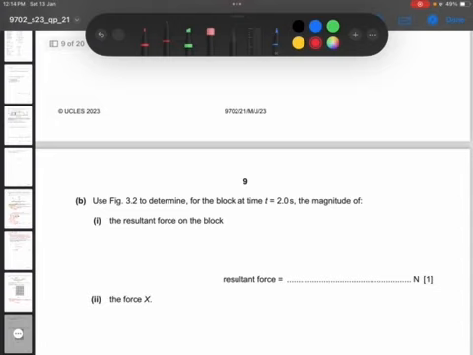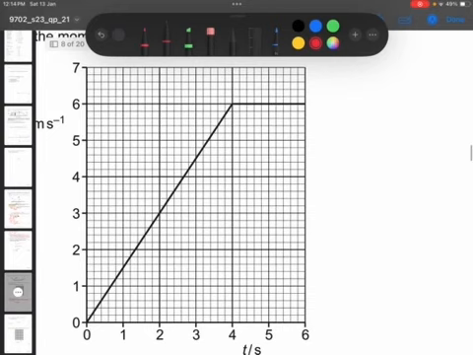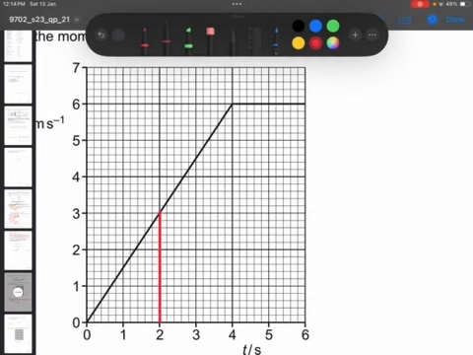Use fig 3.2 to determine for the block at time t is equal to 2 seconds the magnitude of the resultant force on the block. So we want to know the magnitude of the resultant force on the block. So remember, at time t is equal to 2 seconds, we can go on this graph and start when time is 2 seconds. Okay, so we are being asked at this particular time to find the magnitude of the resultant force. So how would we find the magnitude of the resultant force in this case?